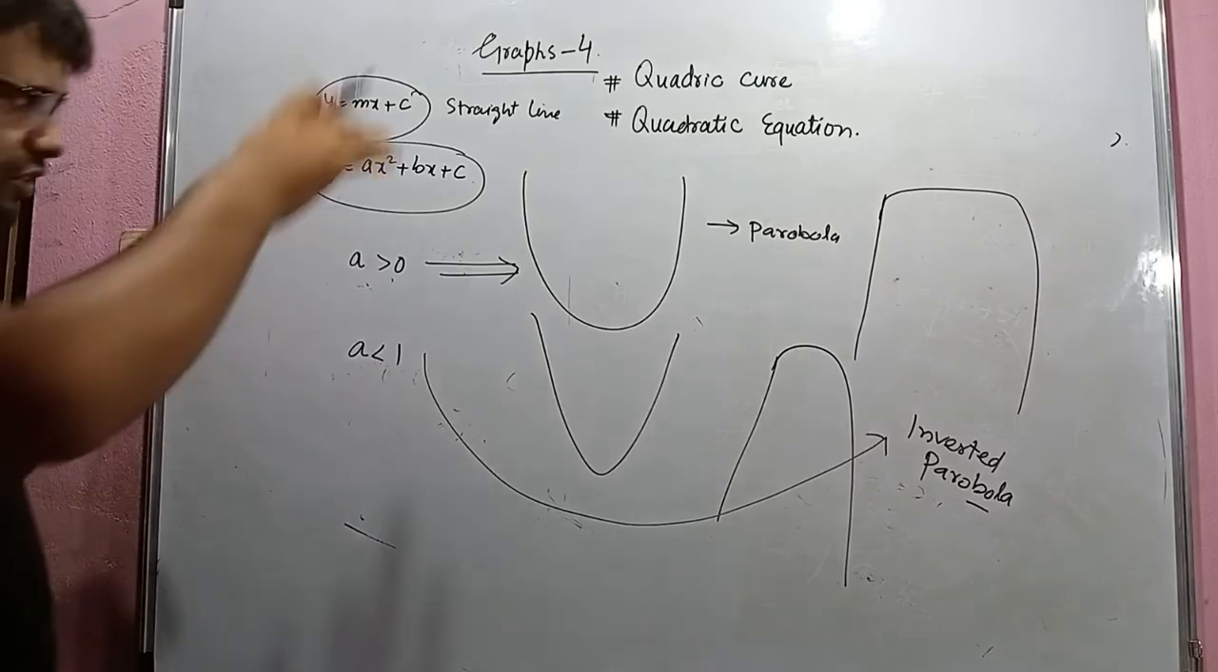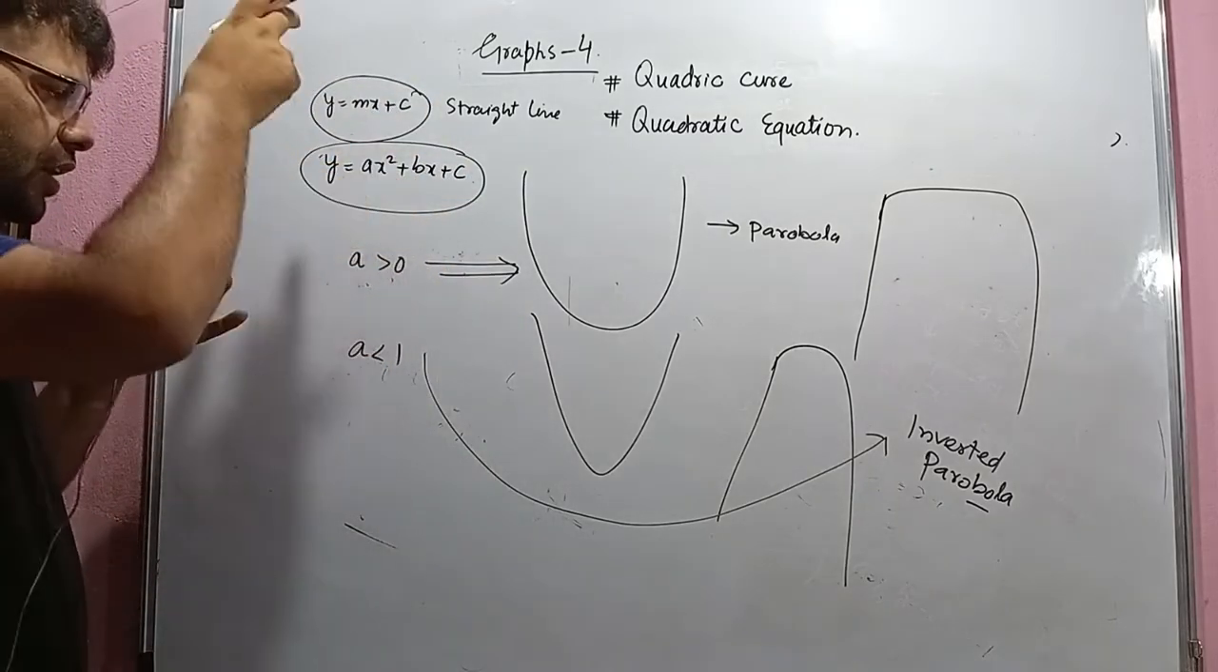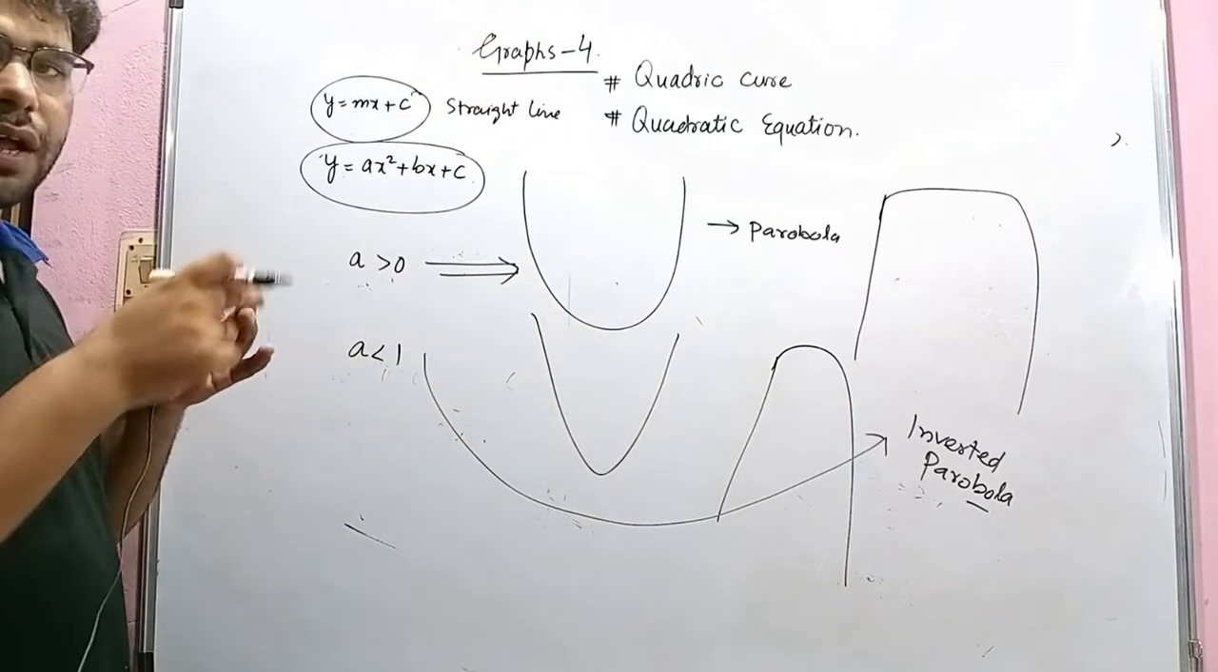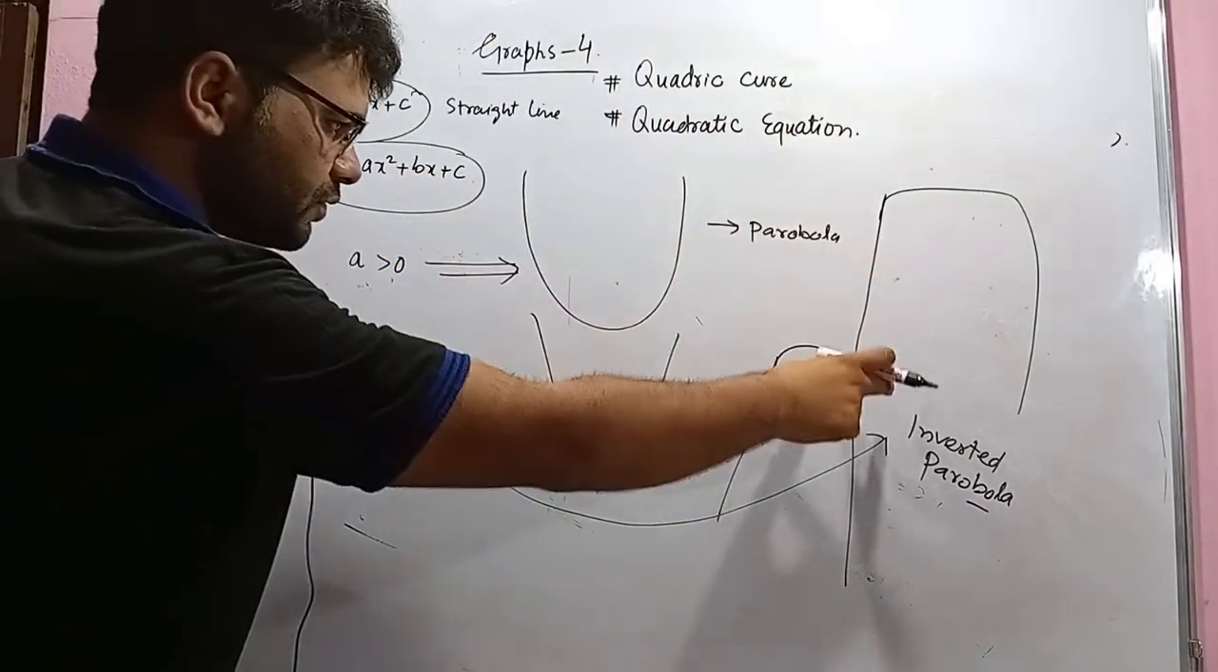Got it? The shape of this quadratic curve is a parabola. This U shaped is known as the parabola. And here we have this inverted U.